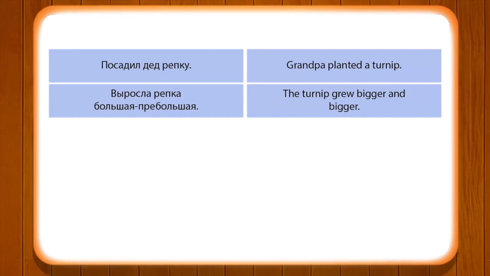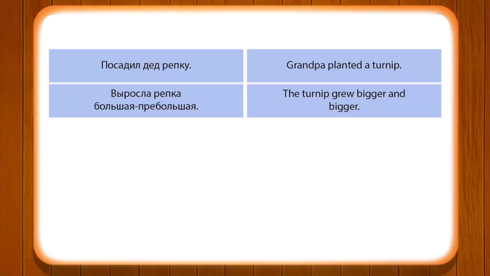Vyrosla repka bolshaya prebolshaya. As you know, the turnip grew bigger and bigger. So vyrosla means to grow up. Repka is turnip. Bolshaya means big. Prebolshaya means bigger.